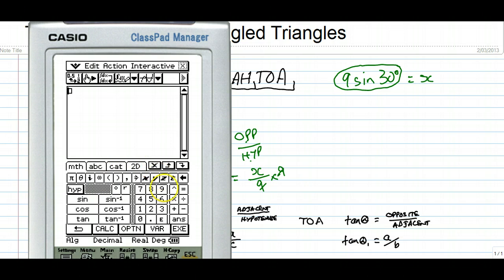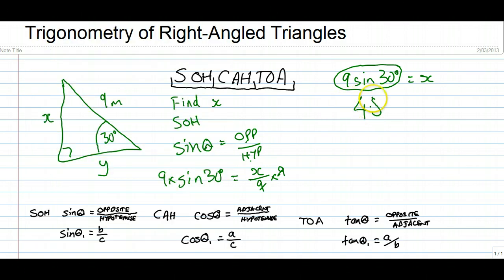Alright, now 9 times sine of 30, and it knows that's 30 degrees because I've told it down here that I'm doing degrees, and then enter, and it tells me the answer is 4.5. So 4.5 meters equals x.